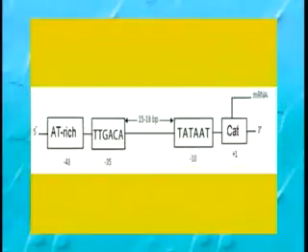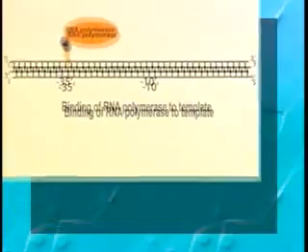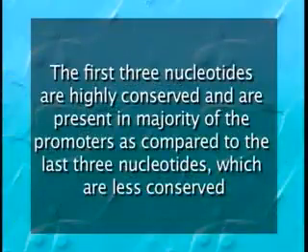The -35 region is normally present between 30 to 40 nucleotides upstream of the transcription initiation site. This sequence is centered about 35 base pairs before the start of a bacterial gene. It functions in the initial recognition of a gene by RNA polymerase. The first 3 nucleotides are highly conserved and are present in the majority of the promoters as compared to the last 3 nucleotides, which are less conserved.